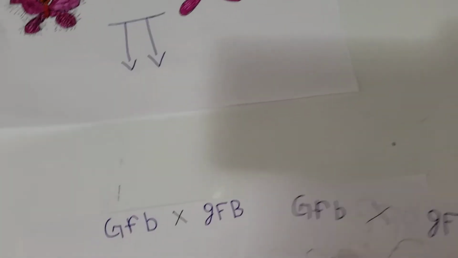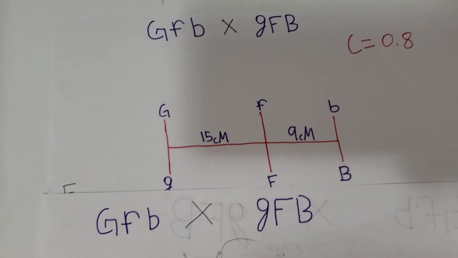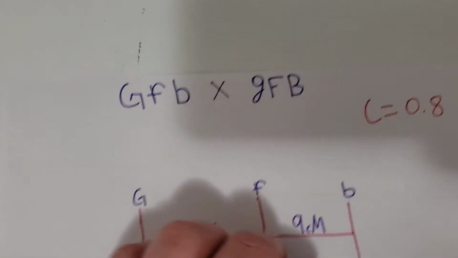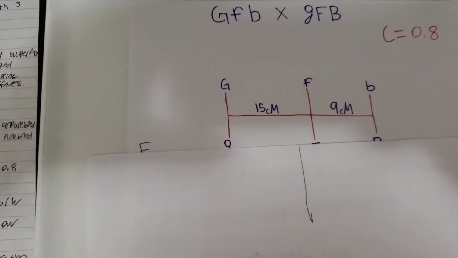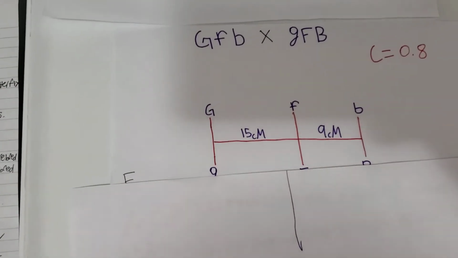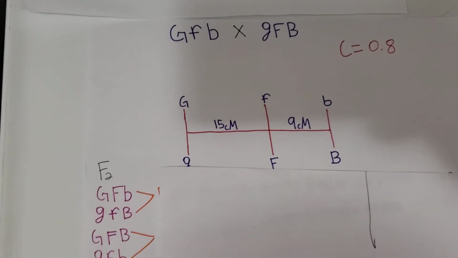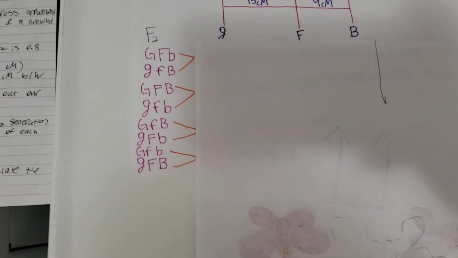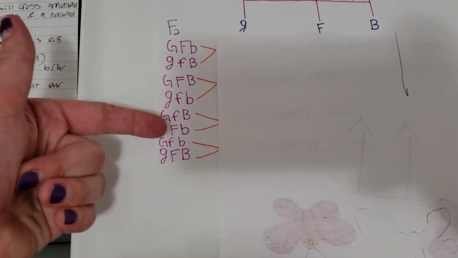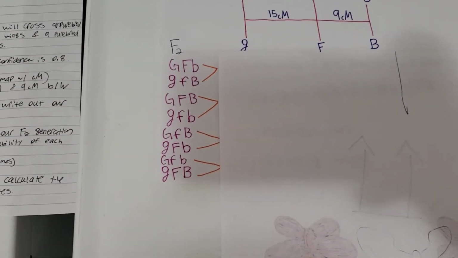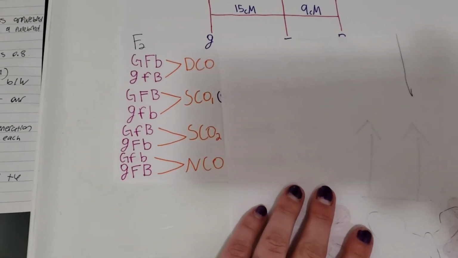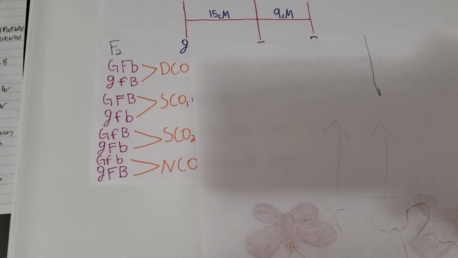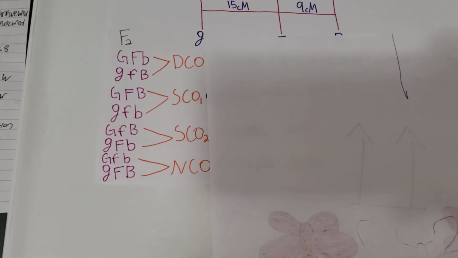So now we're going to draw a genetic map. So our genetic map has 15 centimorgans in R1 and 9 centimorgans in R2. So from our genetic map, we can write out our F2 generation. Now that we have all 8 of our F2 generation gametes, we can predict the probability of each event occurring. So these are all of our events, and now we're going to predict the probability of each event occurring.